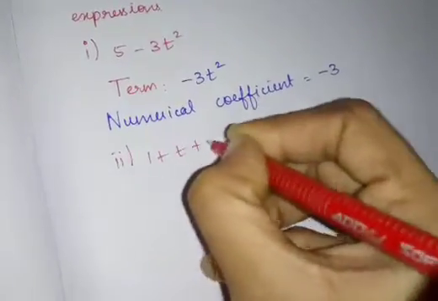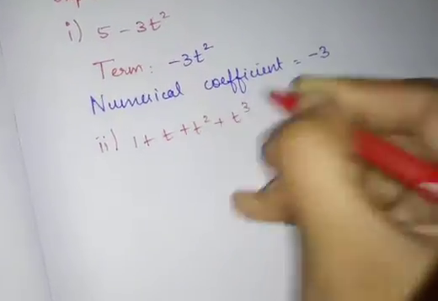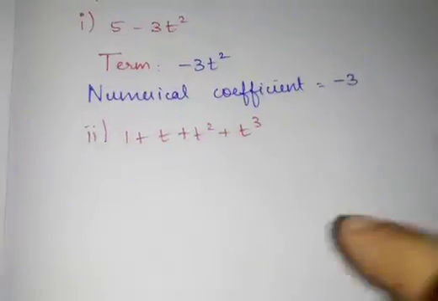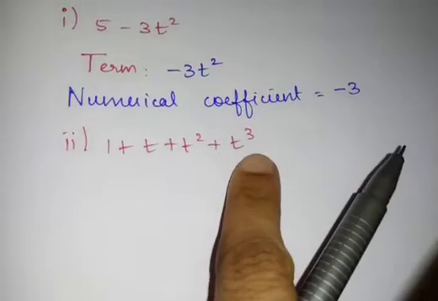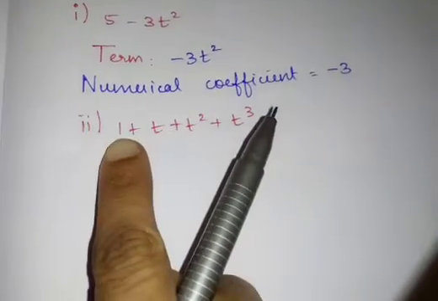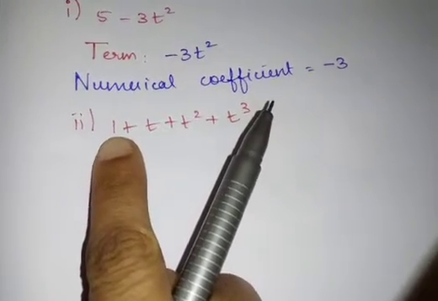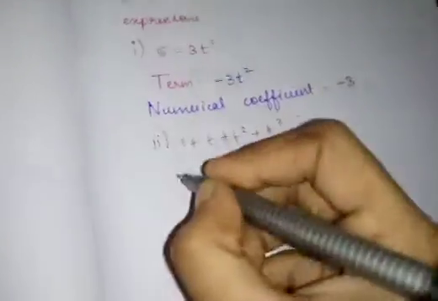1 plus t square plus t cube. So, what are the terms we will consider here? T you will consider, t square you will consider, t cube you will consider. But you will not consider 1. Why? Because it is a constant.